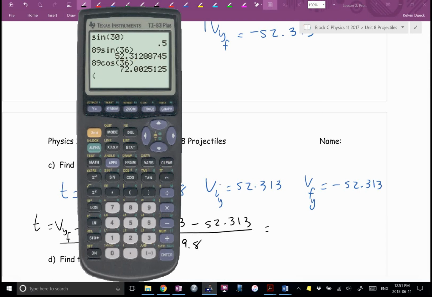Yeah. More than one thing on the top? Brackets. Negative 52.313 minus 52.313. I started to get nervous here because the top is going to be negative and I want time to be positive. But then I went, oh, no, because I'm dividing by negative. I get a negative divided by negative, which is a very positive. Time of flight is 10.676 seconds.